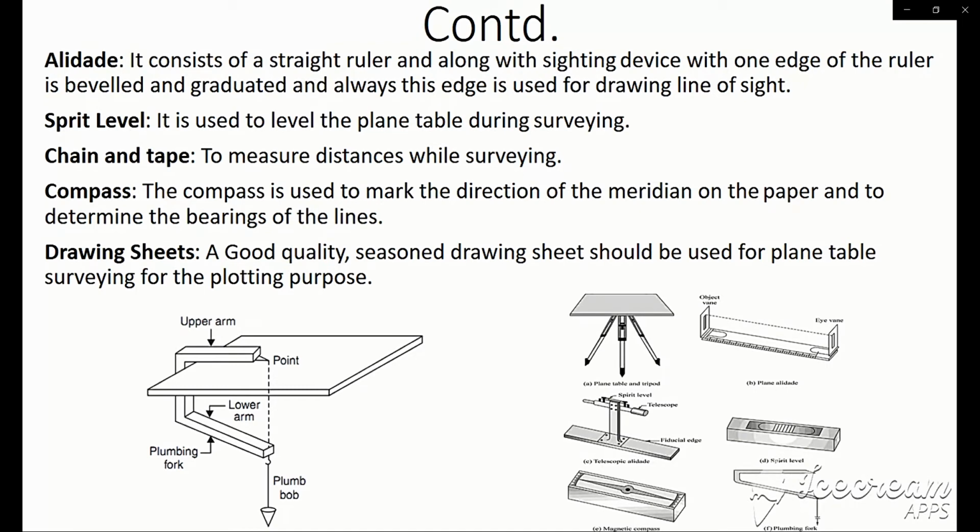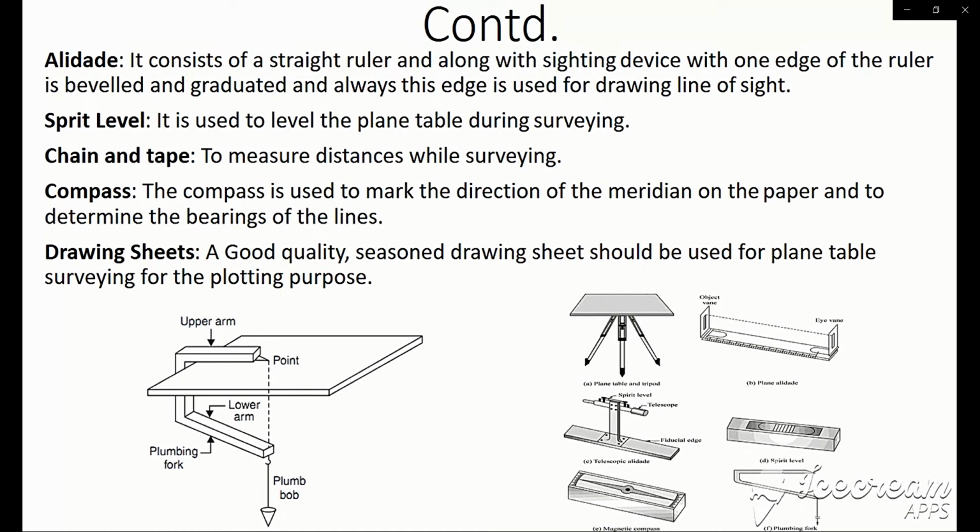Spirit level is used for leveling the plane table during surveying, and the leveling is done by keeping the spirit level in two perpendicular directions and making sure that the bubble inside the spirit level is at the center position in both the cases. Then we have chain and tape. These are used for measuring the distance while surveying.